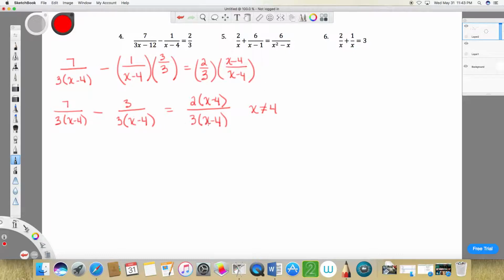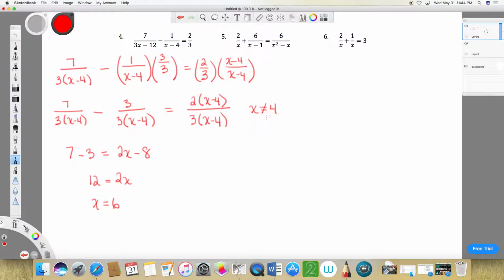So now that I have a common denominator to all terms, if I were to multiply this equation by that common denominator, all I'd have left is the numerators. So I'd have 7 minus 3 is equal to, I'm going to go ahead and distribute this now, 2x minus 8. So 7 minus 3 is 4, but let's add 8 to both sides, and 4 plus 8 is 12. And it's obvious that 2 times 6 is 12, that our solution is x equals 6.